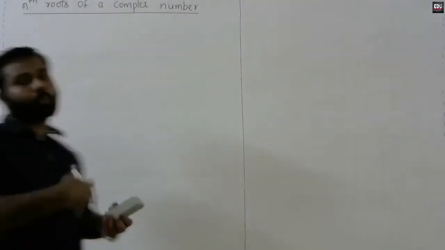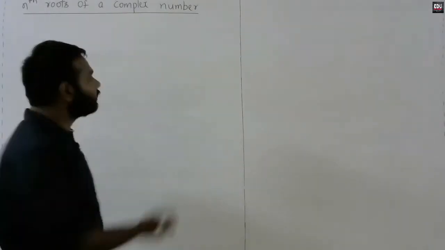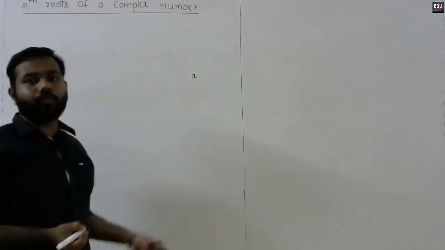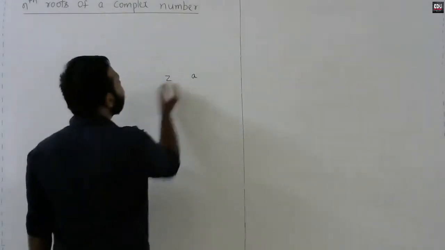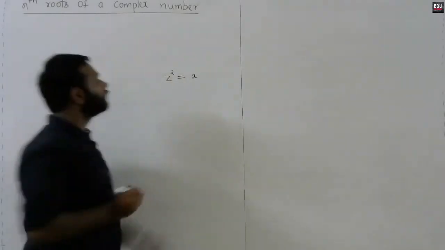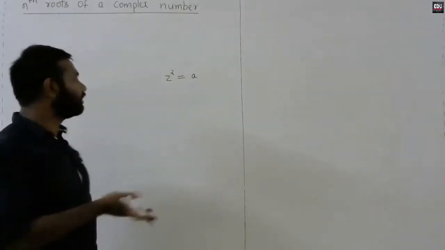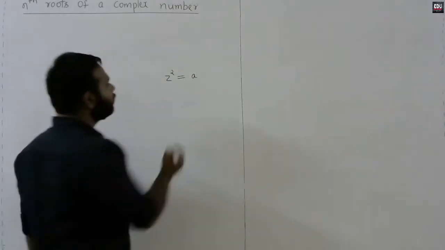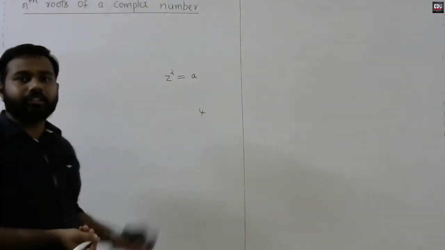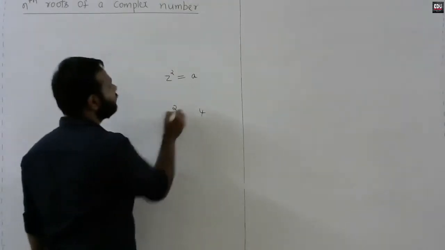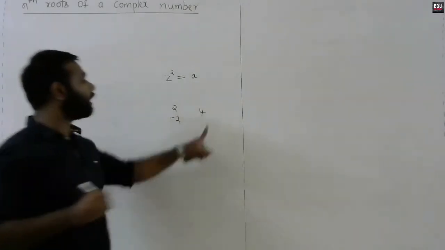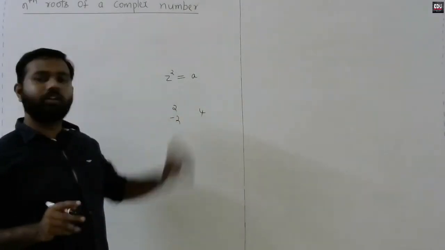So basically, what does the square root of a complex number mean? If there is some complex number A, the square root of a complex number is a number whose square gives you the given number. So this general definition holds for real numbers also. What does the square root of 4 mean? It is the number whose square is the given number. So 2 and minus 2 are square roots of 4, as their squares are 4.